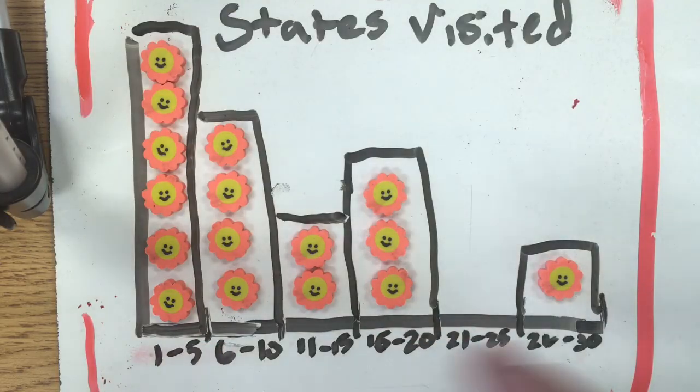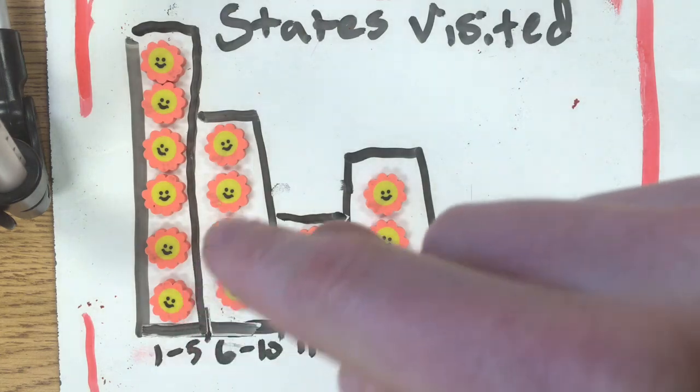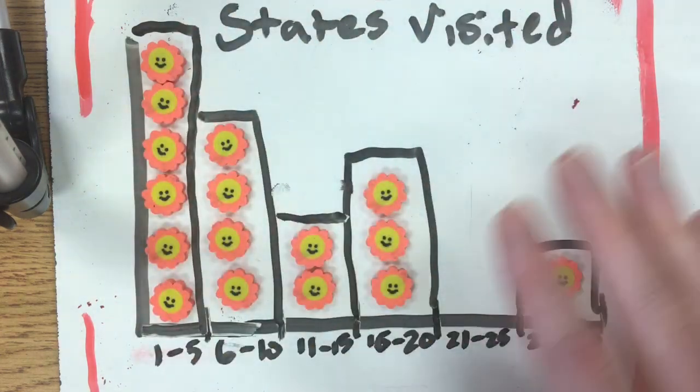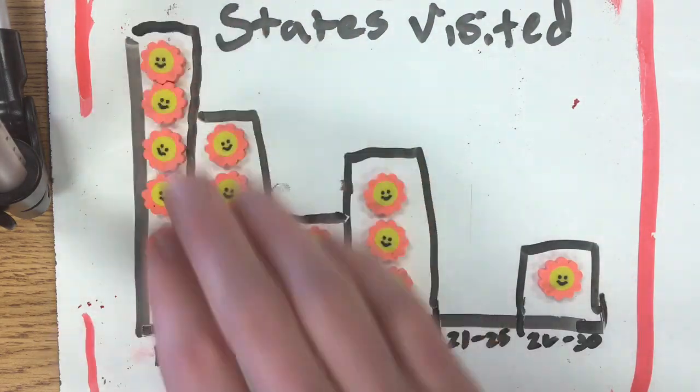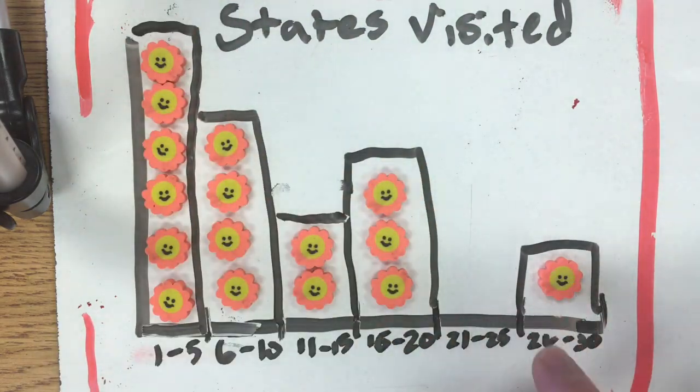But in a histogram, everyone has seen a certain number of states, and it goes from one range directly to the next range. Now, some things that I can see on this, I can still see like, wow, most of the class has visited between 1 and 10 states, right? Only 1 kid in the class has visited somewhere between 26 and 30. So this is grouped data, and it's not as specific.